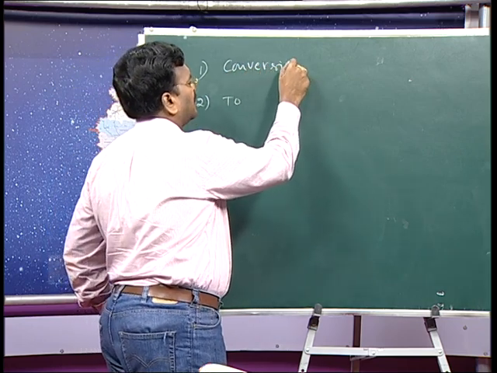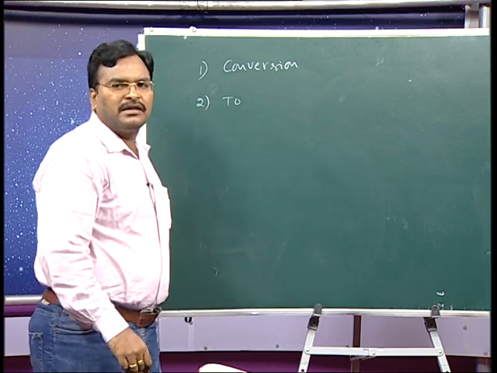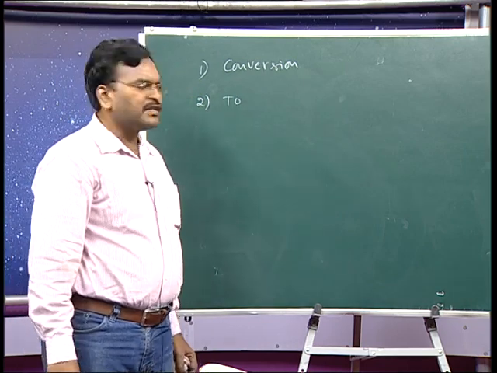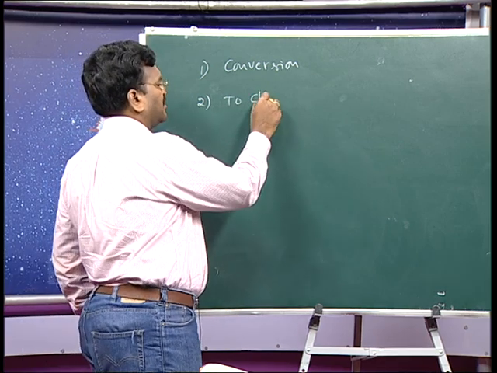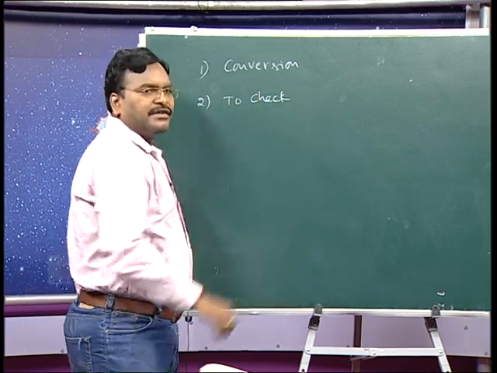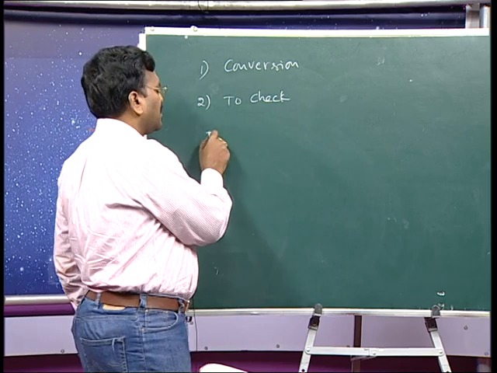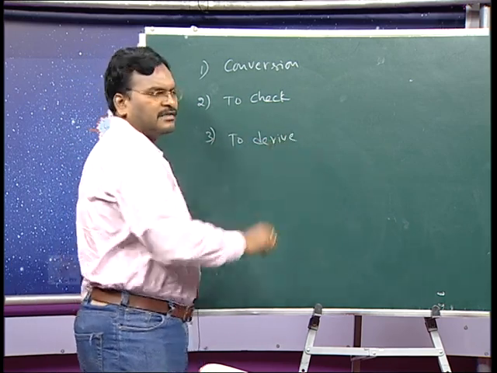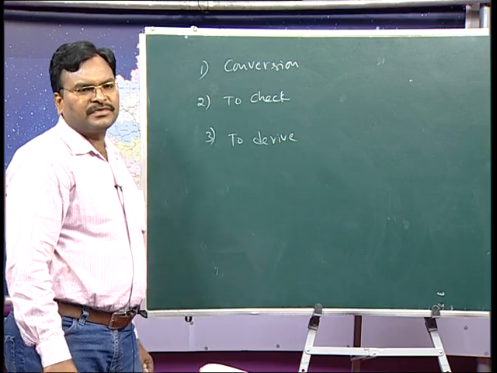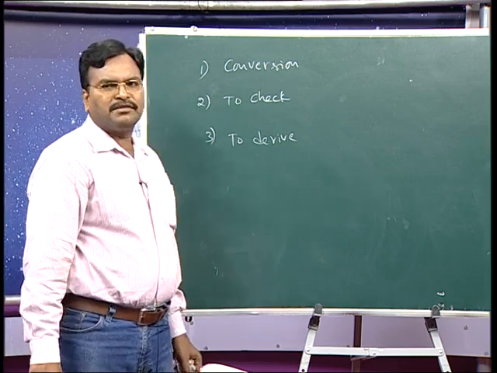To convert one system of units into another system. That is the first use. Second one, to check the correctness of an equation connecting physical quantities. Third one, to derive the relationship between physical quantities. We have three uses. Here I explain one example.